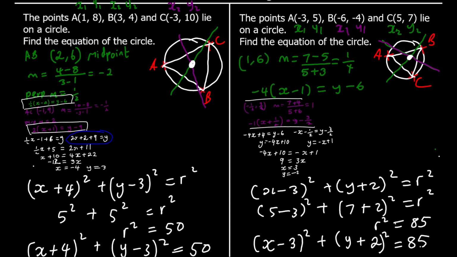And again, we can check it works for the other points. So negative 3 minus 3 is 6, so 6 squared. 5 plus 2 squared is 7. 6 squared and 7 squared. 36 and 49 make 85.